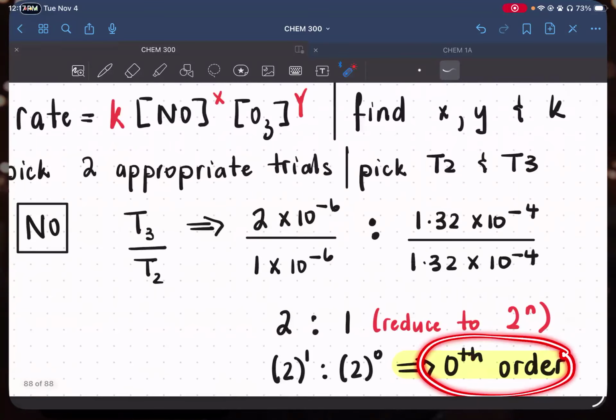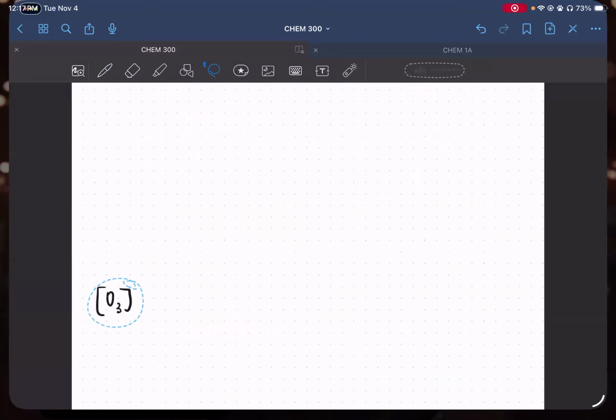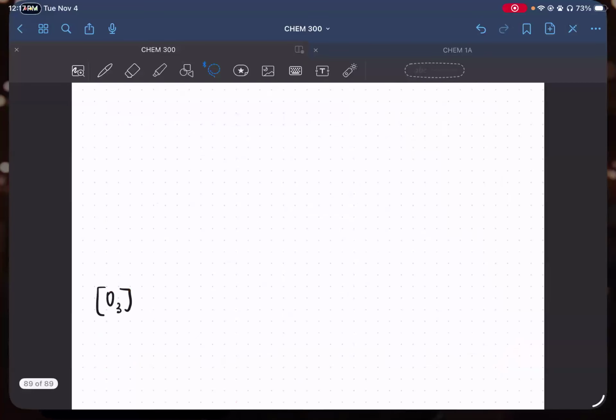This is the order of the reaction with respect to NO. All we have done so far is calculate X. We are now going to do the same thing, but for O3. I'm going to bring the table back. Let me just move it over. That way I don't need to keep swapping back and forth.